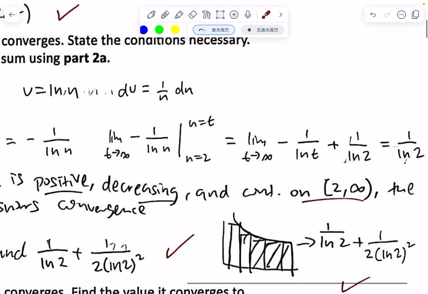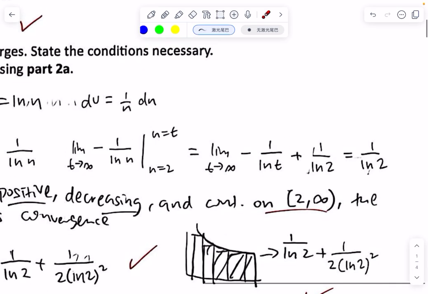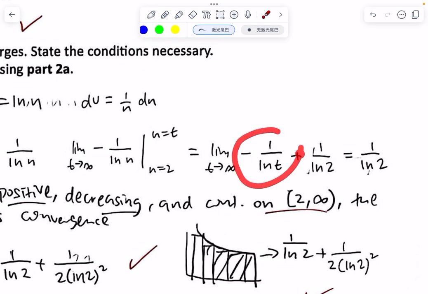And one thing I want to highlight is this notation, right? In here, we're evaluating -1 over ln n when n equals 2 and when n equals infinity, but we can't plug in infinity. We can't say equals infinity. So you have to say we plug in some t such that t approaches infinity. And then after calculating, this part becomes 0, and 1 over ln 2 stays as 1 over ln 2. So the integral is just 1 over ln 2.